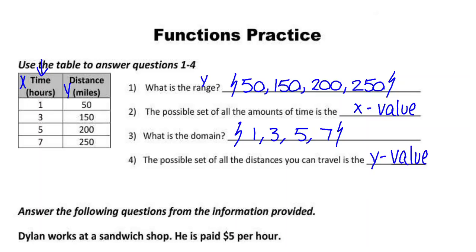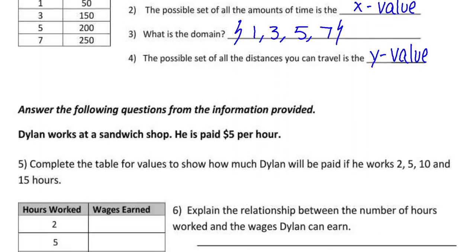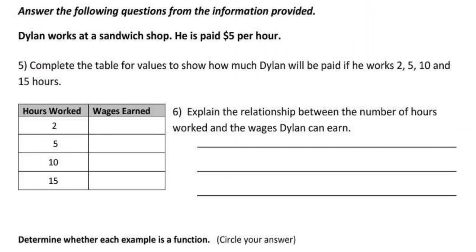X comes before y always in a table. So in this one, Dylan works at a sandwich shop and he's paid $5 per hour. Complete the table for values shown how much Dylan will be paid if he works 2, 5, and 10 hours. This goes back to what we did with proportional relationships.